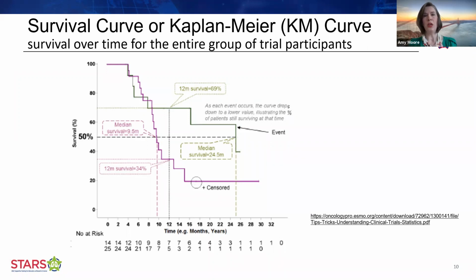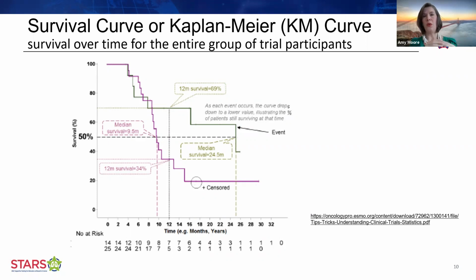Now, you may also want to know, how many patients are still alive at a year into the study? In this case, we would come down to our x-axis, which is time, find that 1 year mark, which here is 12 months, and then draw a line up until it intersects each curve, and then carry a line across to see what percentage of patients are still alive. For the purple curve, we see that at 12 months, roughly 34% of the patients are still alive. By contrast, for the green curve, at 12 months, 69% of the patients are still alive.